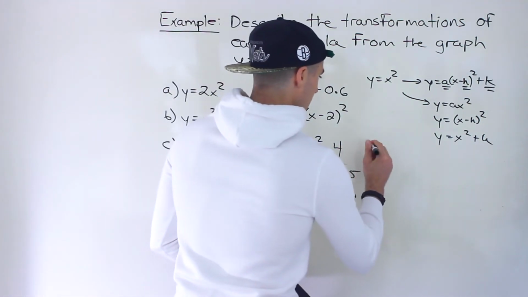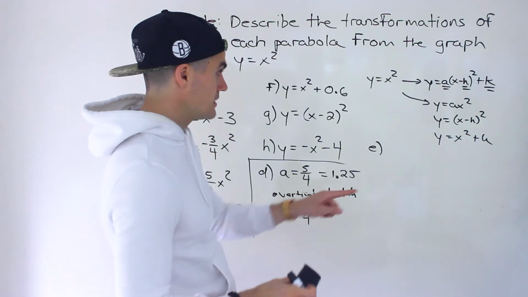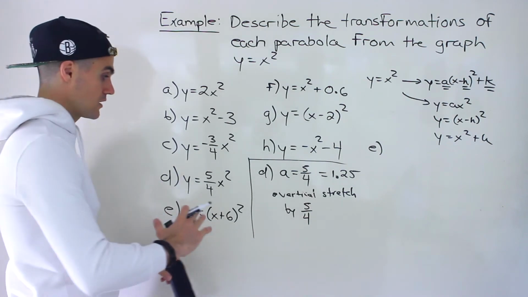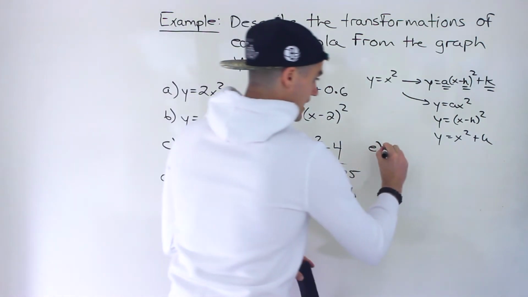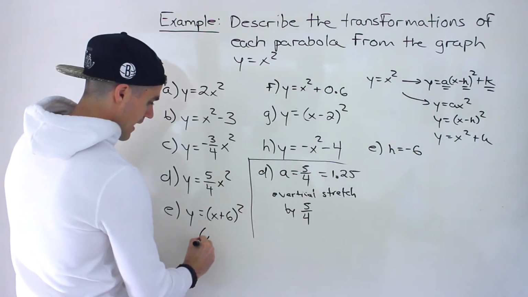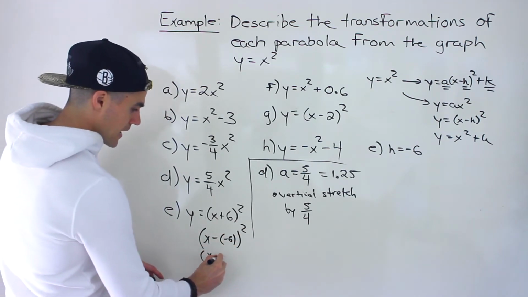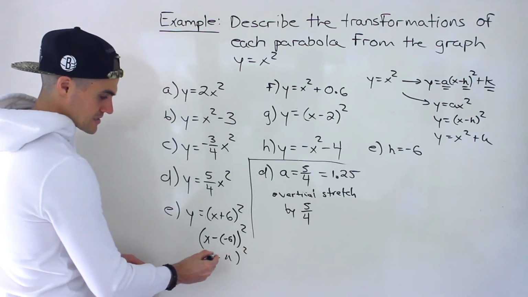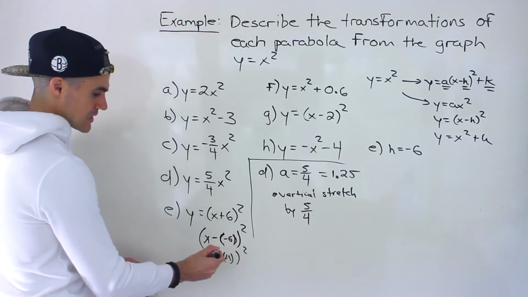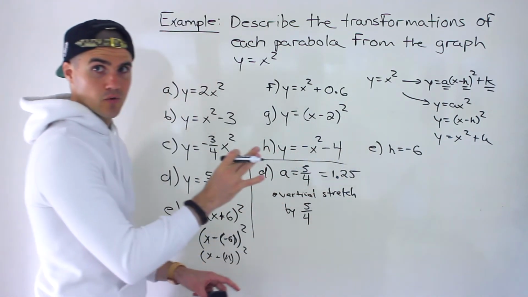What about part E? We got x + 6 squared. So notice that in this case, we're dealing with this format. So we're dealing with an H value. And if you remember from those videos, we have a +6 here, means the H value is actually -6. Because this we can rewrite as x - -6, and then notice it's in that x minus h format, right? x - h, x - -6. So the h is -6, and notice that the two negatives turn into a positive.